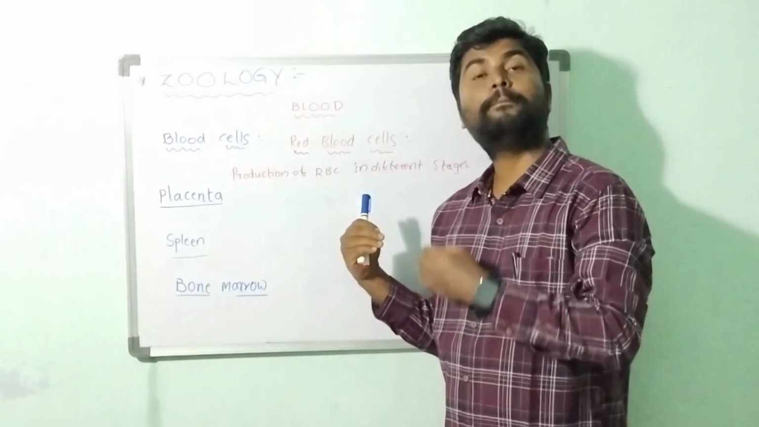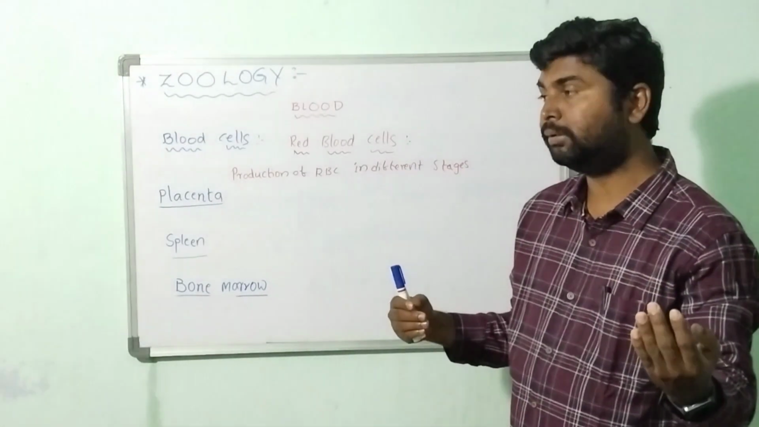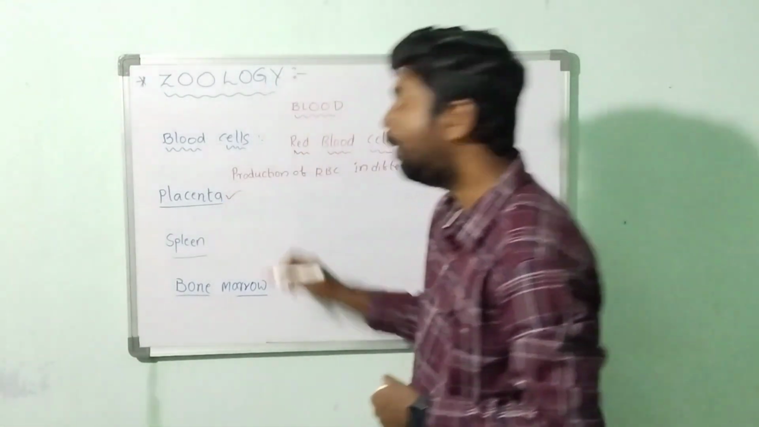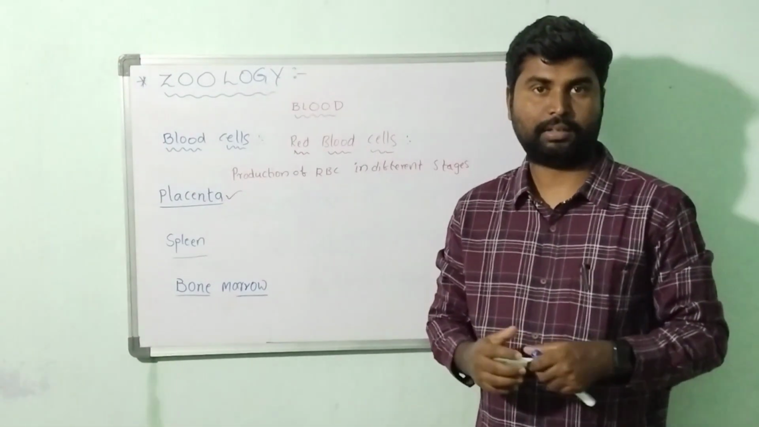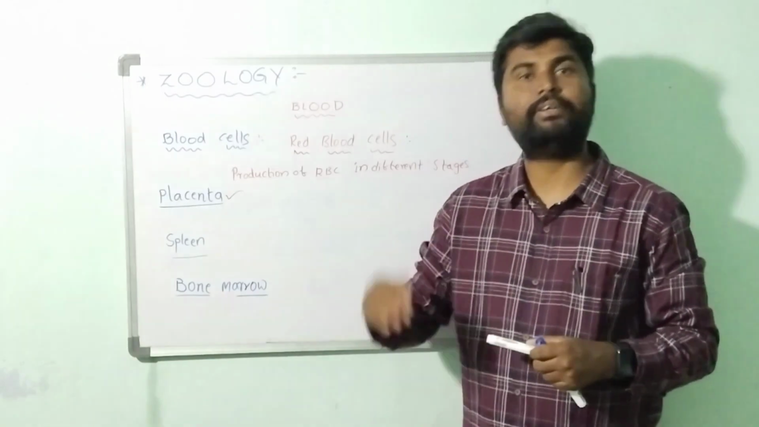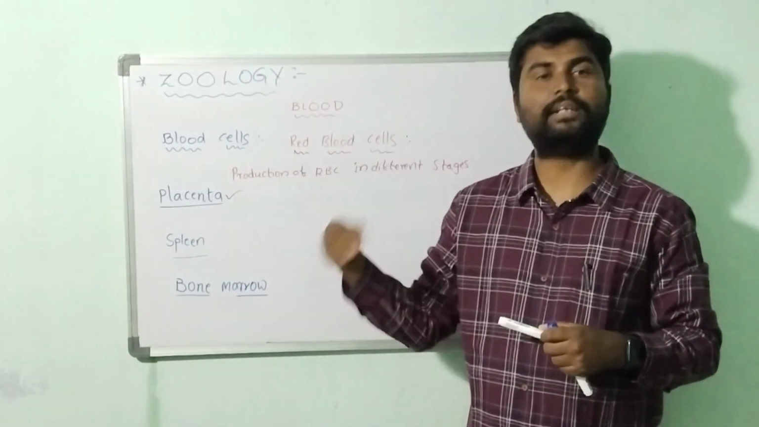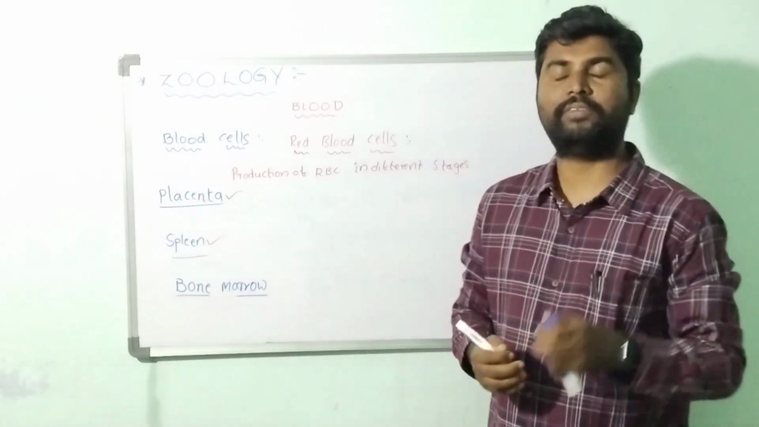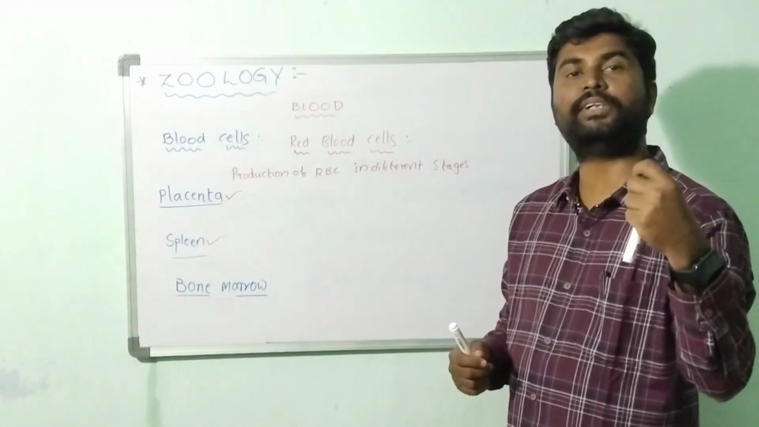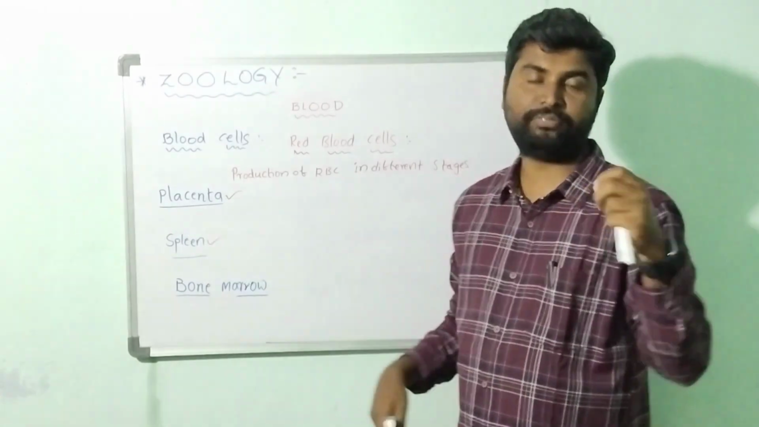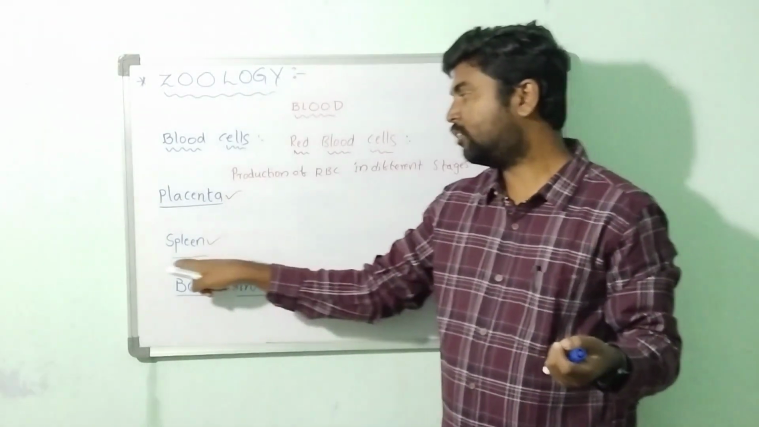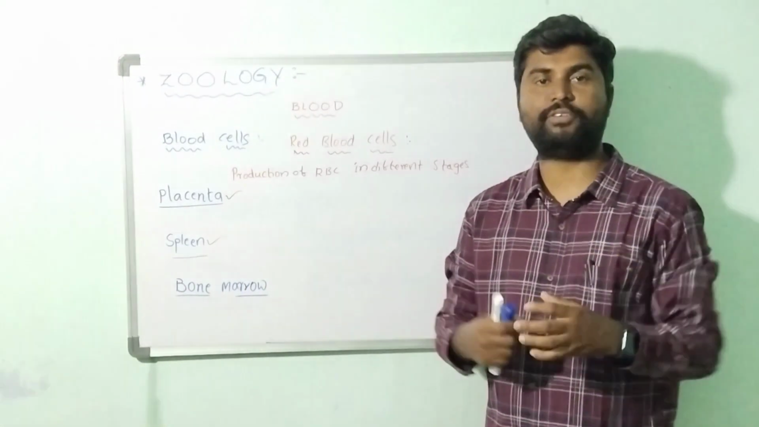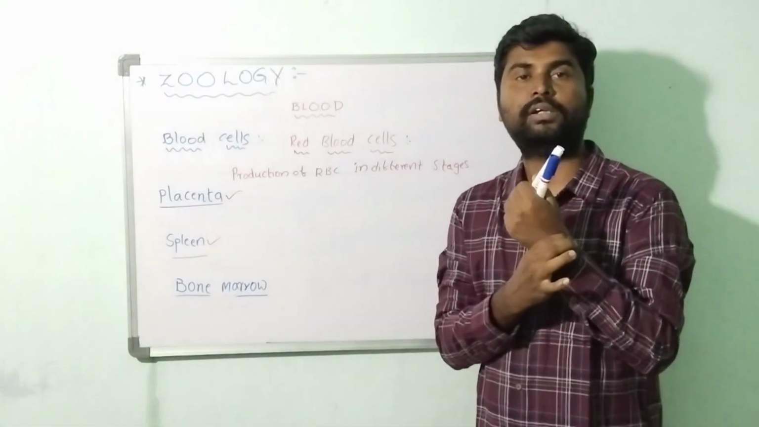When we are in the mother's womb, RBC will be produced from the placenta. After birth, after we came out from the mother's womb, while we are growing up until the adult age, the RBC production will start from the spleen. And after we become an adult, then we have strong bones, and from our bone marrow RBC will be produced.